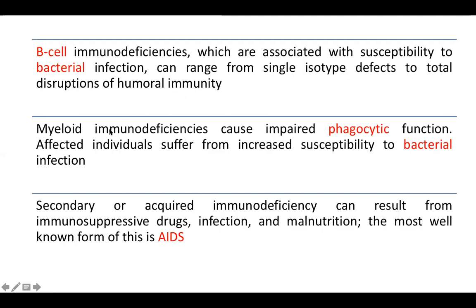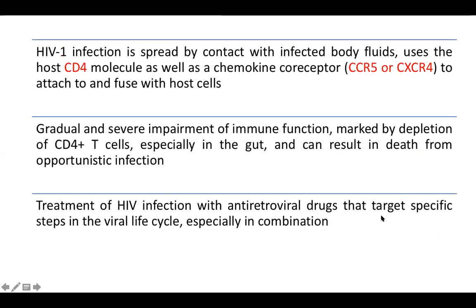Myeloid immunodeficiency affects your myeloid granulocytes or monocytes. That means impaired phagocytosis. We saw two examples: chronic granulomatous disease, where the killing was a problem, and leukocyte adhesion deficiency, where migration to the inflammatory site was a problem. They will again have bacterial infections, even fungal infections. Secondary immunodeficiency is due to drugs, infection, malnutrition. The most well-known form is AIDS.